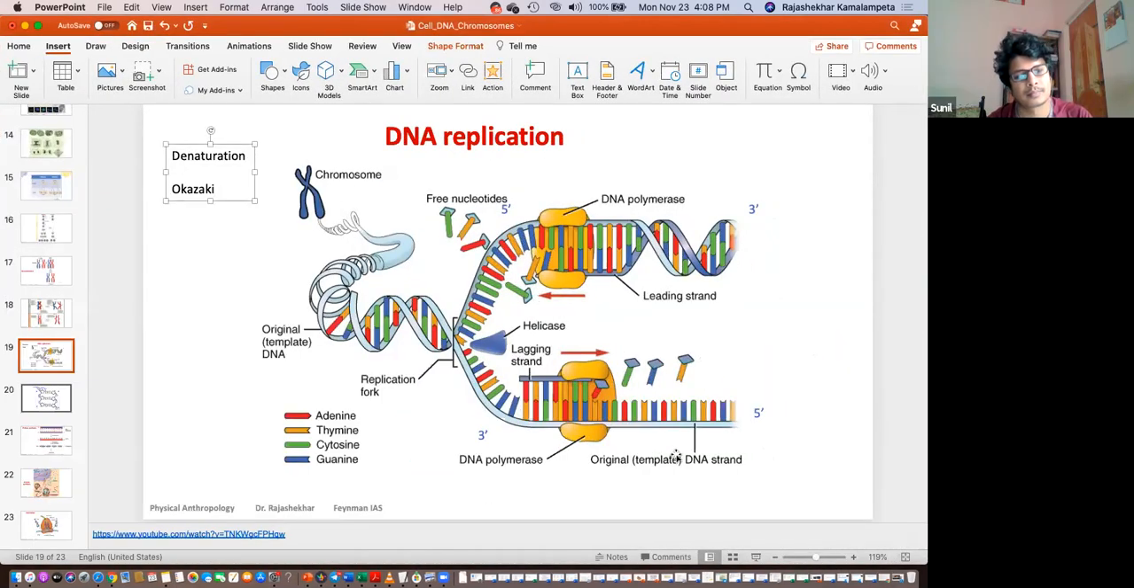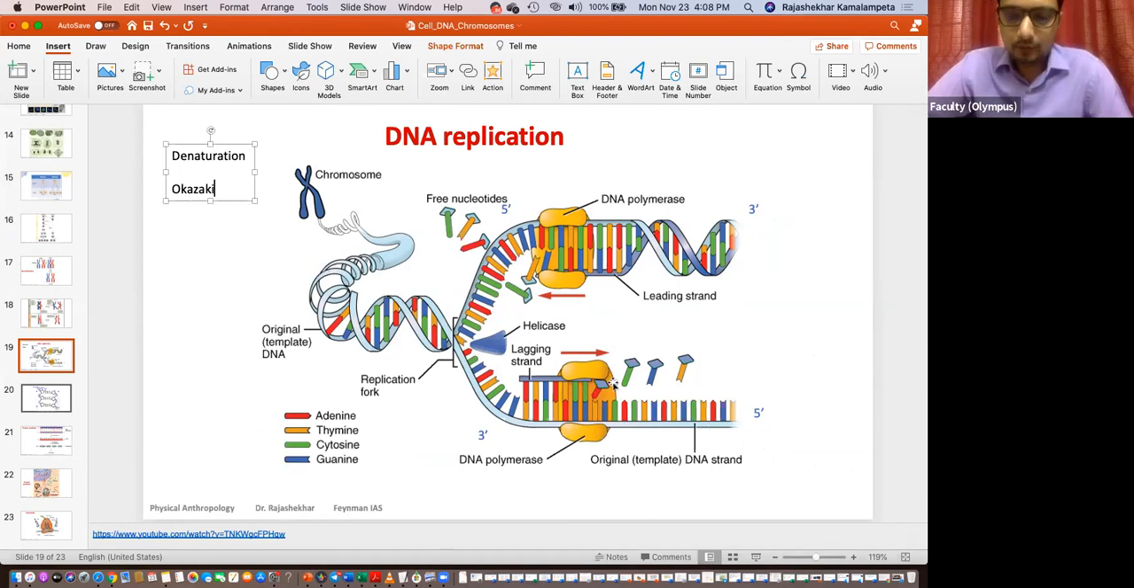Okay, so what they talked about here, the rest of the information, is this. We have the leading strand and the lagging strand. In the leading strand, as the template opens up, DNA polymerase continuously adds the nucleotides, creating no gaps there. So it is a continuous strand.